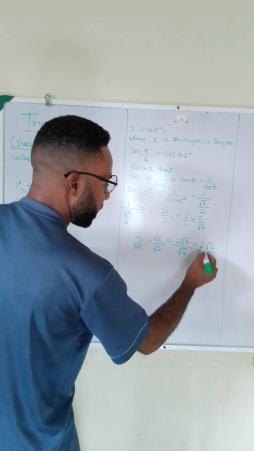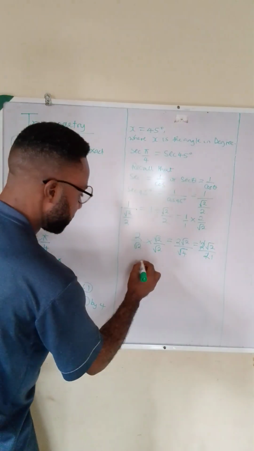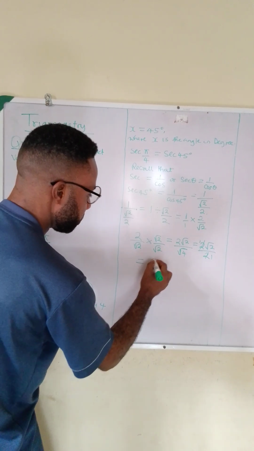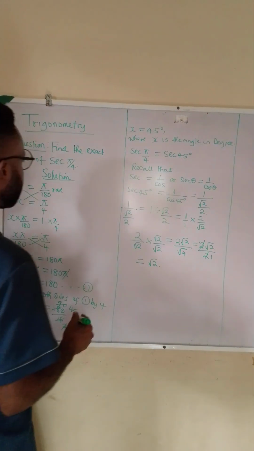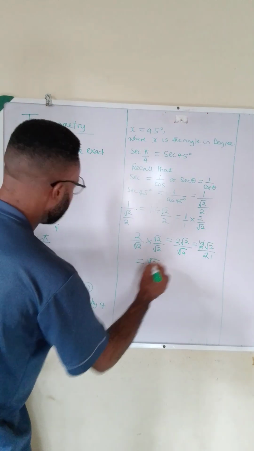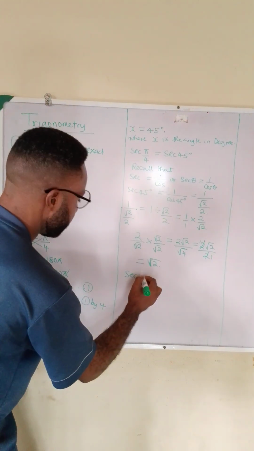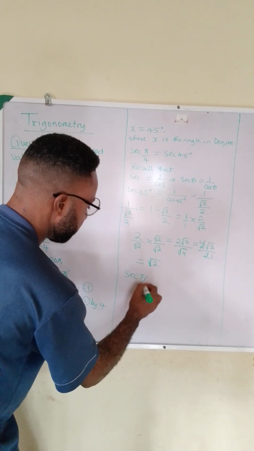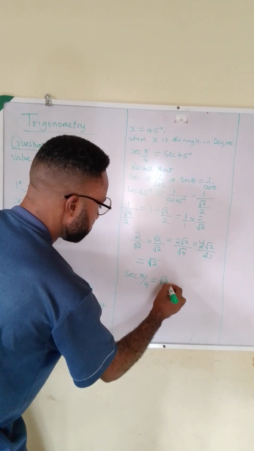So if we cancel out this, this is 1, this is 1. So our answer is going to be root 2. And so what does this imply? It means that the exact value of sec pi over 4 is equal to root 2.